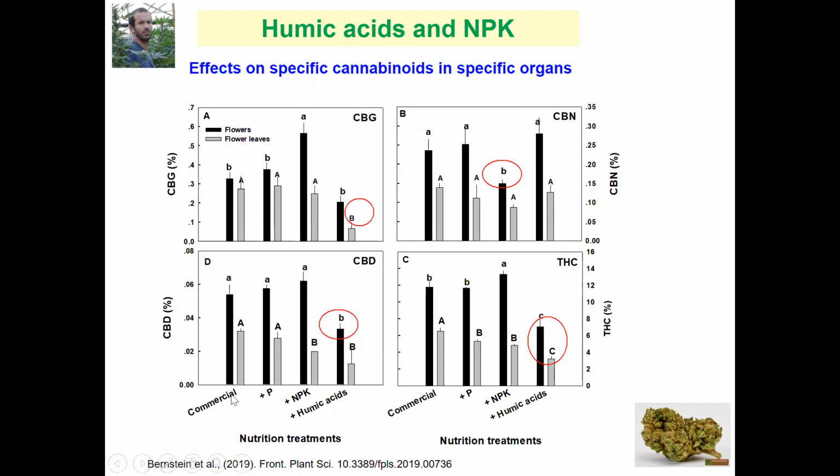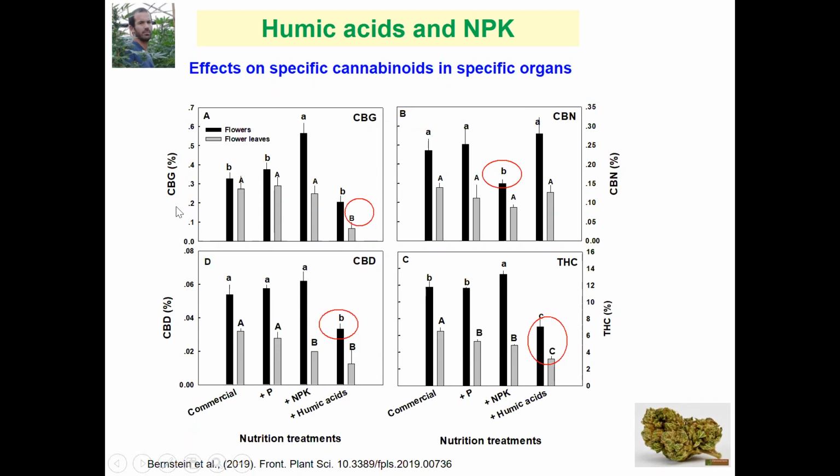We fertilized the plant with the commercial fertilization that was used at the time in the cultivation farm. We added 20% phosphorus, or NPK, or humic acid. Why humic acid? Because at the time, many people were saying, and until today also, that humic acid helps to increase cannabinoid production. So it was very tempting. We said, where do we start? Well, we start with whatever seems to be very important, at least many people were saying that it's very important.